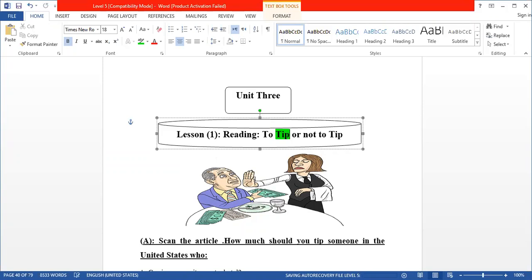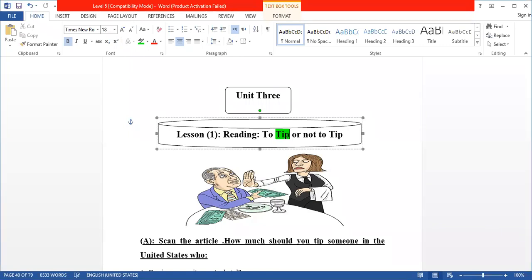Okay, this is the meaning of it as a noun. As a verb here it means what? To tip means to give somebody an extra amount of money to thank him for something that he has done for you as a part of his job.